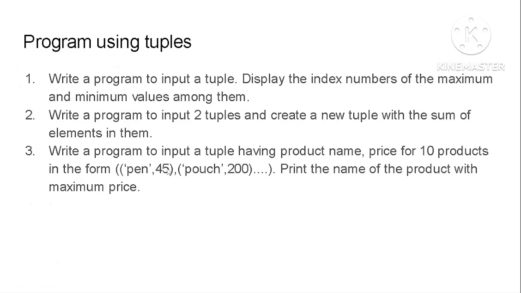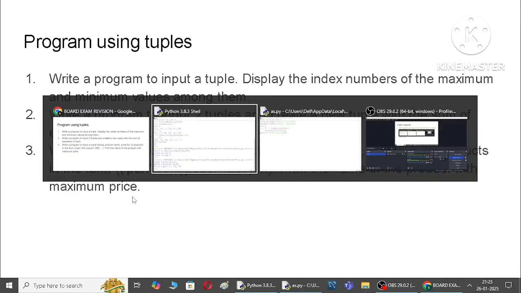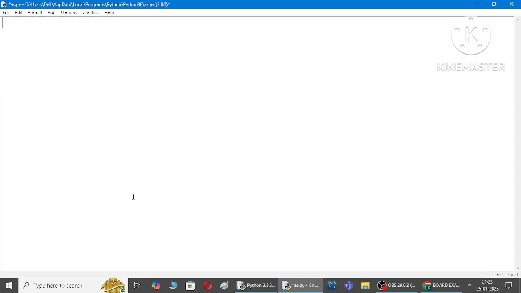Okay. The third program is to input a tuple having product name and price for 10 products in this form. Pen 45, pouch 200 and so on. Print the name of the product with the maximum price. So first you should ask the user to input the tuple for 10 elements. So first we will have to create a tuple.